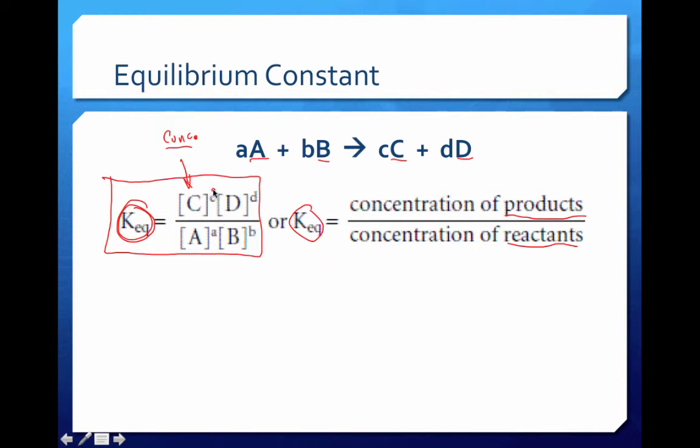Now you'll also notice these little guys up here, the coefficients of the balanced chemical equation also affect this value for KEQ. You take that concentration of chemical C and you bring it to the power of whatever its coefficient is in the balanced chemical reaction. So C to the C power, D to the D power, etc., etc. And remember, when these places are left blank, that means 1.